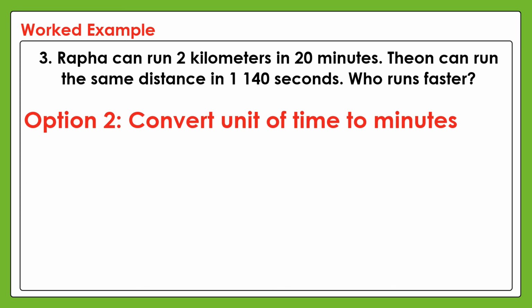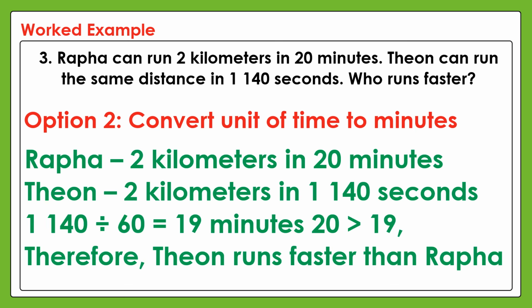For option 2, convert unit of time to minutes. Rafa, 2 kilometers in 20 minutes. Theon, 2 kilometers in 1,140 seconds. And 1,140 divided by 60 is equal to 19 minutes. 20 is greater than 19. Therefore, Theon runs faster than Rafa.